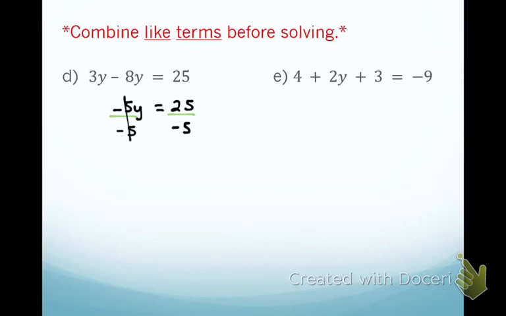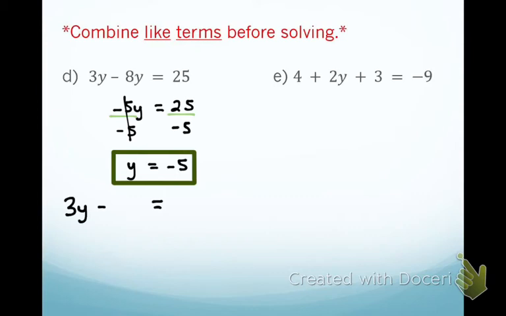Y, okay? These just cancel out. They equal 1y, and he just says y. Now, Sierra, what is 25 divided by -5? -5. That is our answer, so we're going to box it in. Autumn, how do I check that? You rewrite the original problem. Very good. So let's drop down the equal sign first. We have 3y minus 8y equals 25.